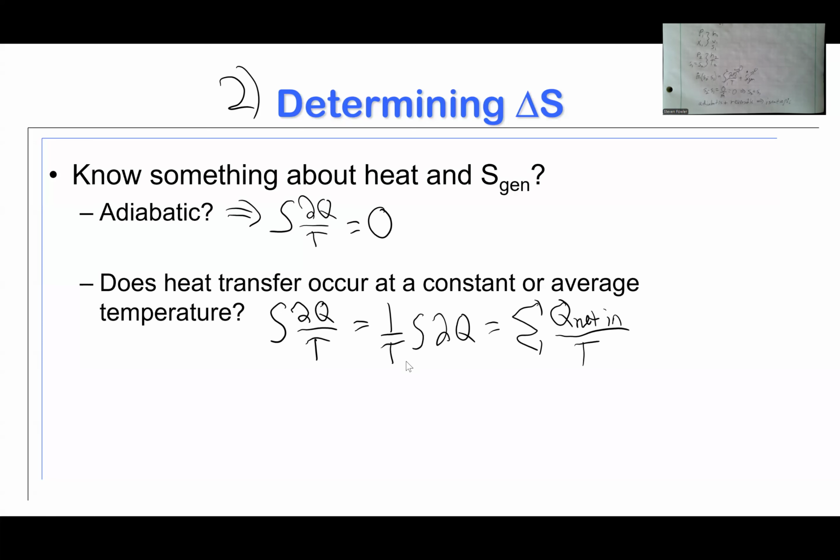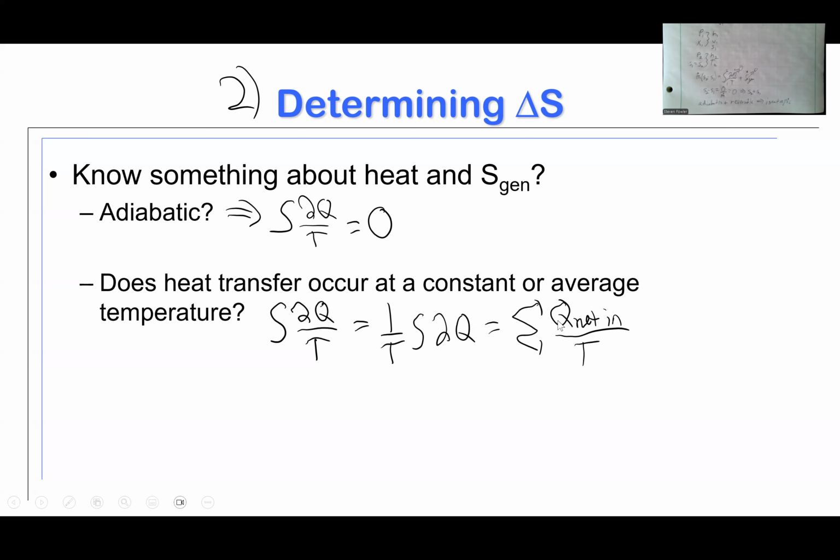If I have constant T, and there are basically two main scenarios we're going to encounter in this class, what do we do with this integral dq over T? Like I told you, we're not going to do a bunch of partial integrals. It's either going to be 0 or it's going to simplify down to this where I have a Q divided by temperature. If it's in, it's going to be positive. If it's out, it's going to be negative. So add the heat in divided by temperature, subtract the heat out divided by temperature, and this quantity will take the place of this integral dq over T.